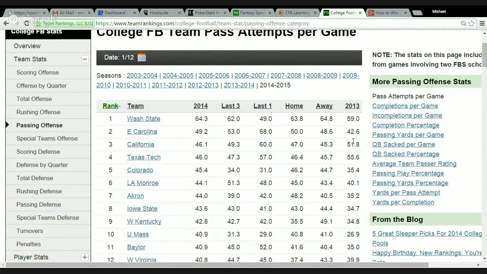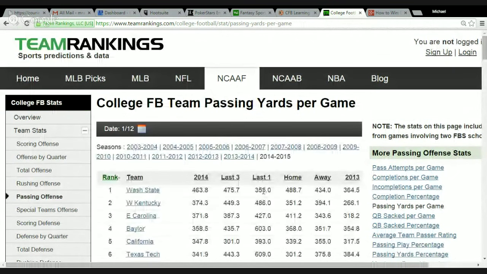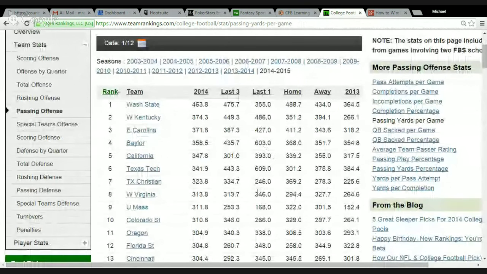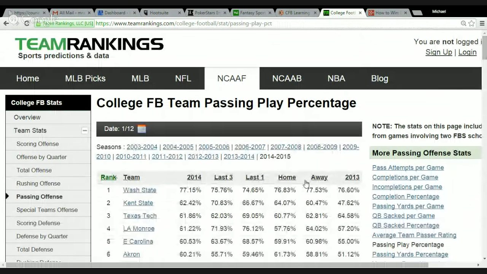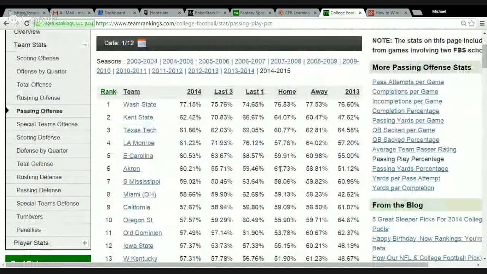Some of the other things that you want to look at, obviously, passing yards per game is critical as well. We see Washington State at the top, along with East Carolina, Baylor, Texas Tech, TCU, Colorado State and Oregon. You also can come down. You want to look at passing play percentages. Washington State passes the ball 77% of the time. Texas Tech 61% of the time. So that's something, and that's not going to change necessarily.